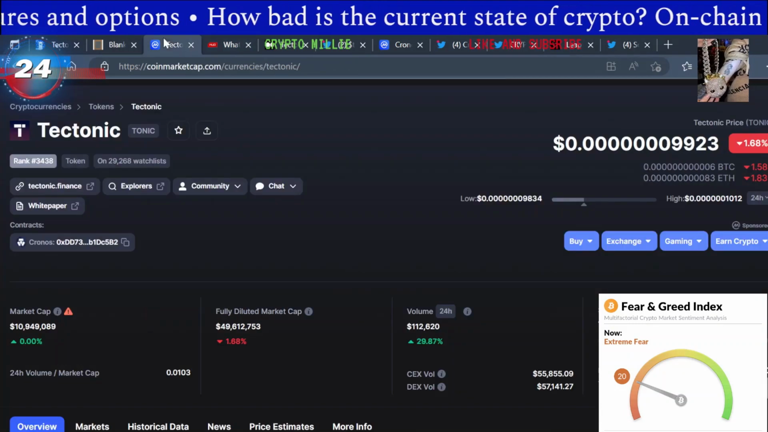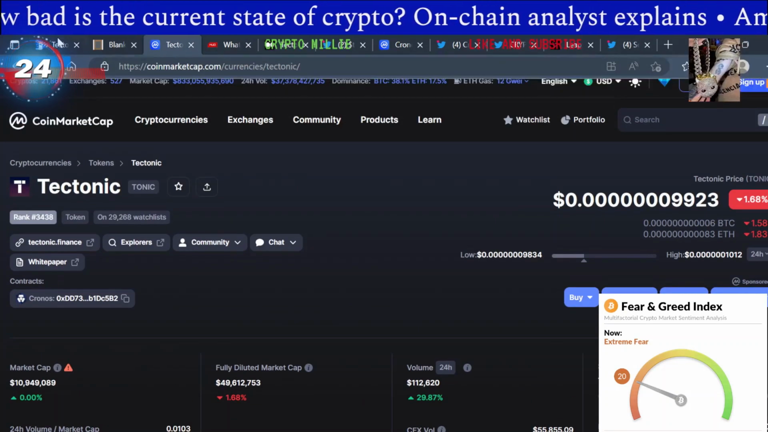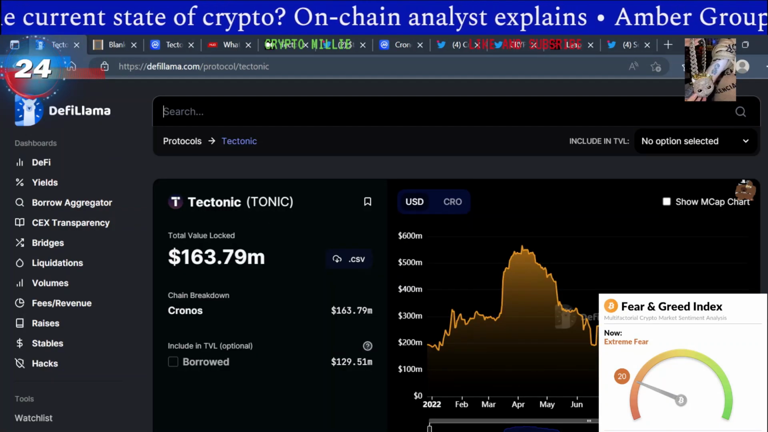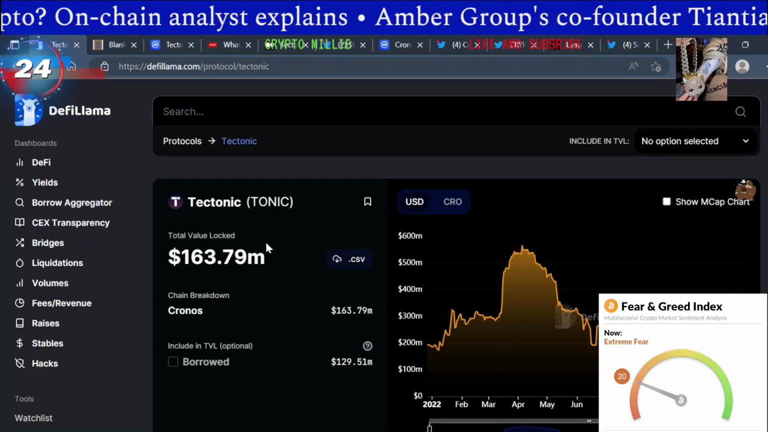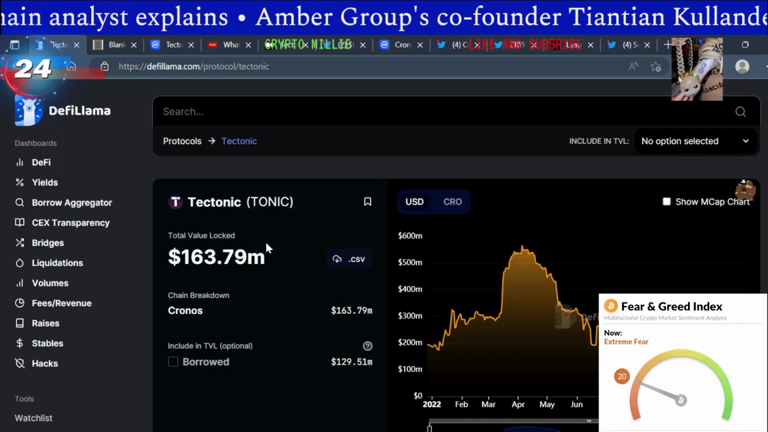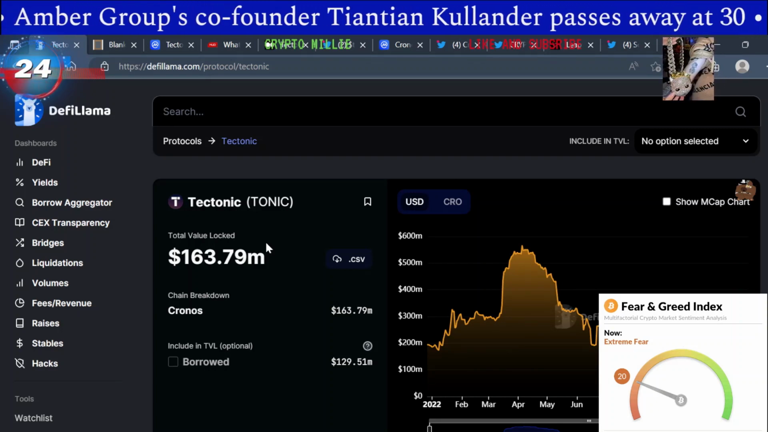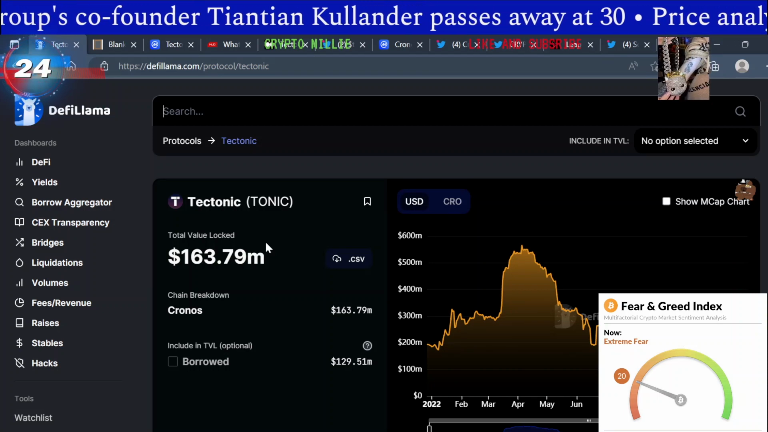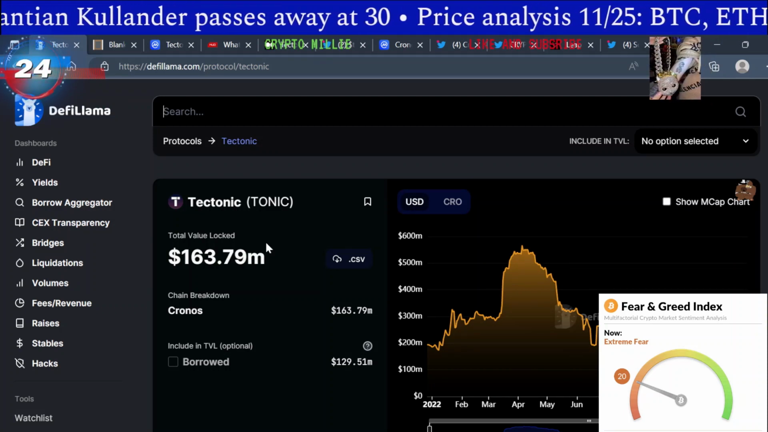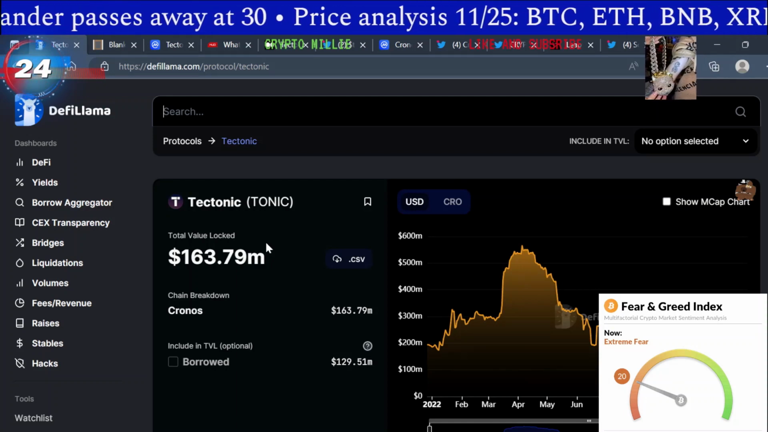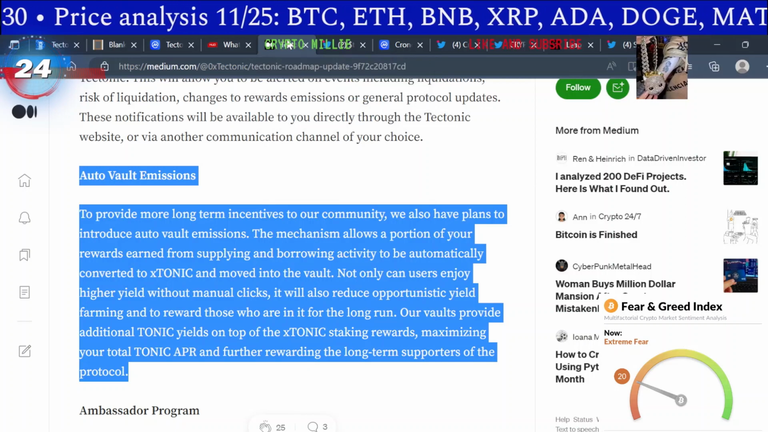So again, Tectonic is sitting at a $10 million market cap, but the TVL here is $163 million. So it just said when you've got a small cap but high TVL, that means it's undervalued. And you can compare to other projects, compare their market caps, and also compare their TVL. But right now we're talking about Tectonic, man. So what are some of the things that they're offering?